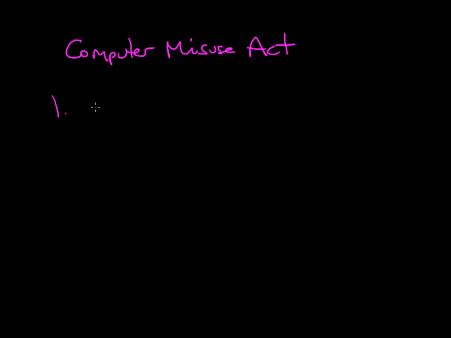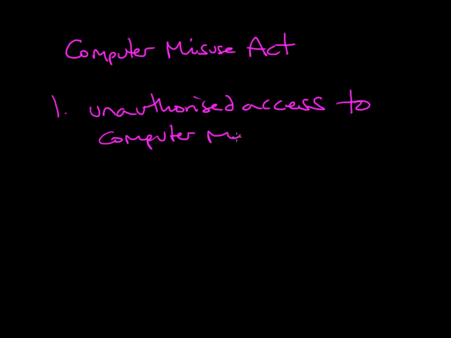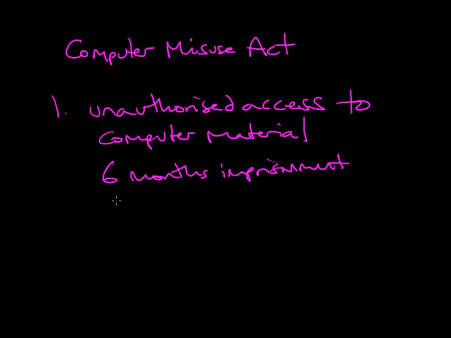The first one is unauthorized access. So if you're not allowed to use a computer and you go and use it, so either you break someone's password or you discover someone's password and begin to use it, that comes under the Computer Misuse Act and unauthorized access to computer material. And in this case, you're obviously not allowed to do it, and it depends on exactly what you're doing and how serious it is. But the potential punishment for this is 6 months imprisonment or a £5,000 fine. And the £5,000 fine is currently at the moment, however, it can change.